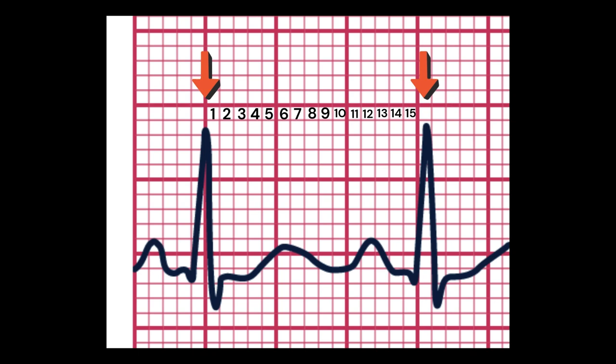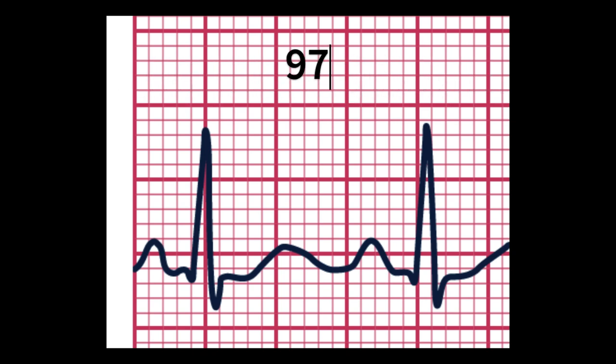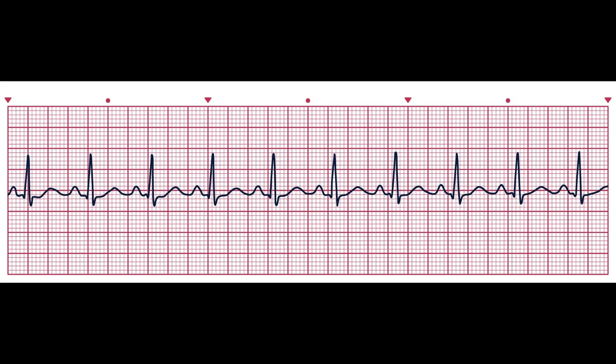In this example, it will be 1500 divided by 15.5. This gives us a heart rate of 96.8, or round it up to 97 beats per minute. This is close to the 100 beats per minute we got from the 300 method. Just like the 300 method, the 1500 method can only be used on regular rhythms, but not on irregular rhythms.